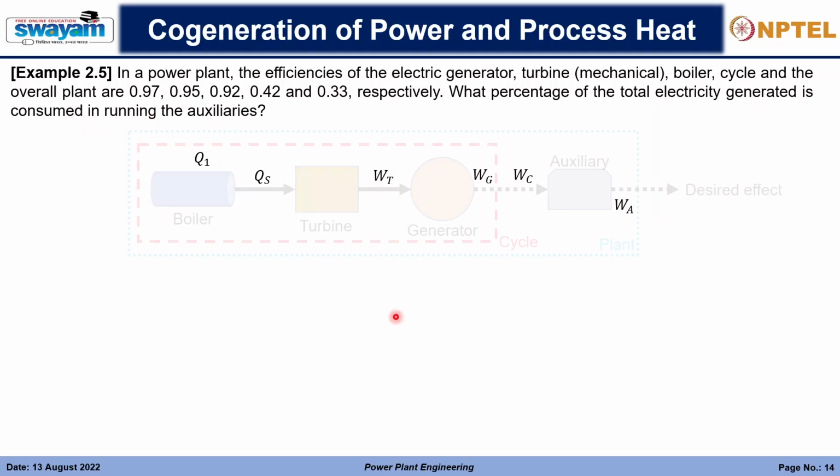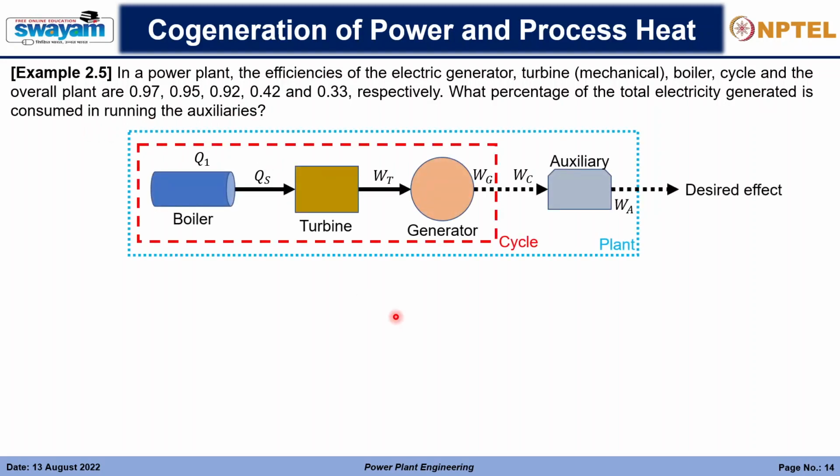For that you kindly refer to this schematic. Simply follow this. In this boiler, Q1 amount of heat was supplied, so there is some efficiency loss. Then due to the loss, QS is being supplied to the turbine. There is also some efficiency due to which not the entire energy is being converted in the turbine. So WT is being converted after the efficiency. Then it goes to the generator.